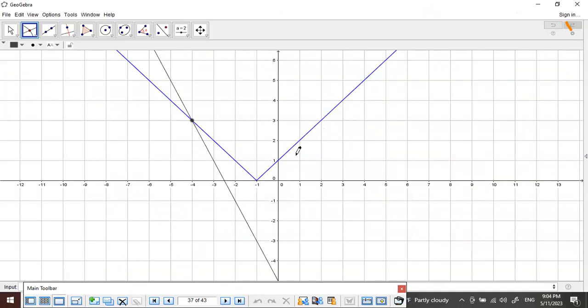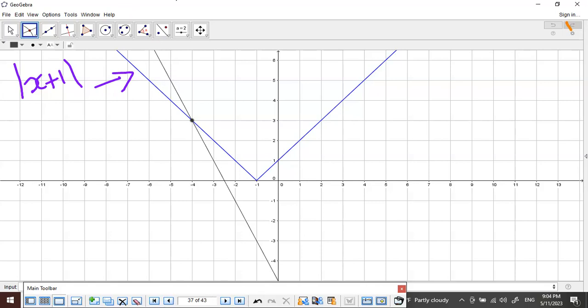Now I can graph those and check if my answer is right. The blue represents the absolute value. This one is the absolute value of x plus 1. Can you see the vertex here? This is one particular point. This is another one. And this line represents the line.